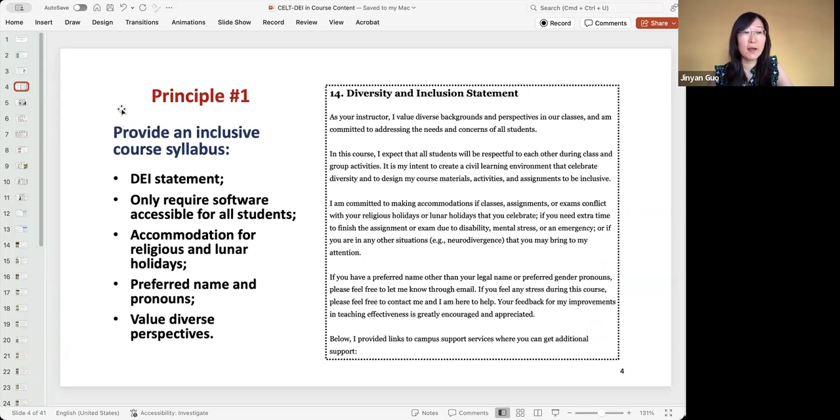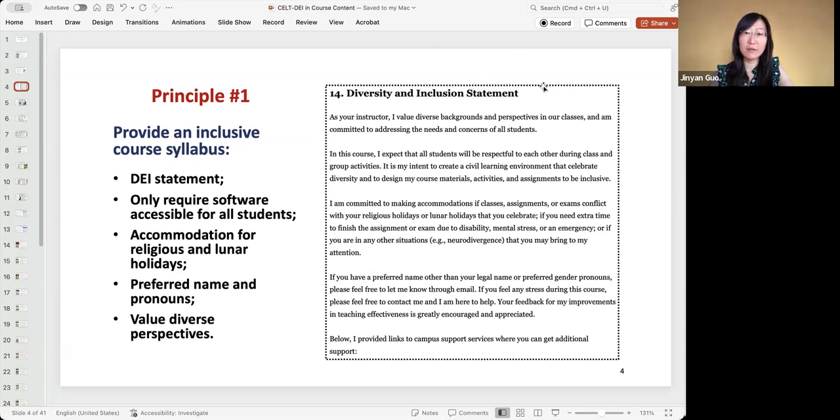So firstly, the number 1 principle is to provide an inclusive course syllabus. Because the course syllabus probably is the first course content that a student reads, it's very important to set the tone to embrace DEI at the very beginning of the semester.